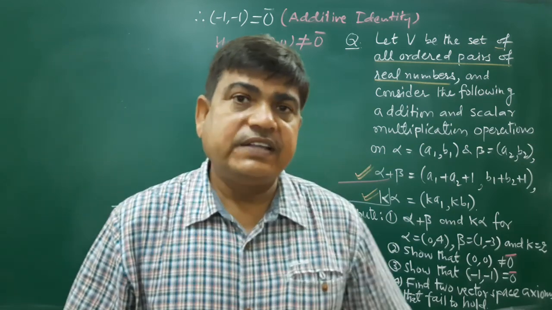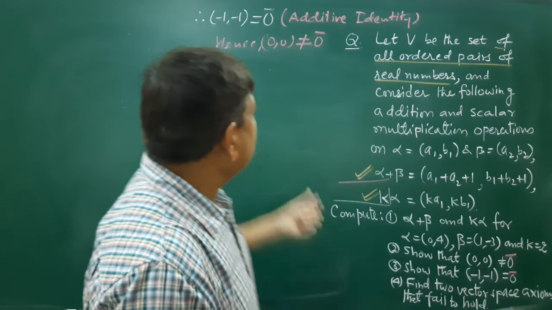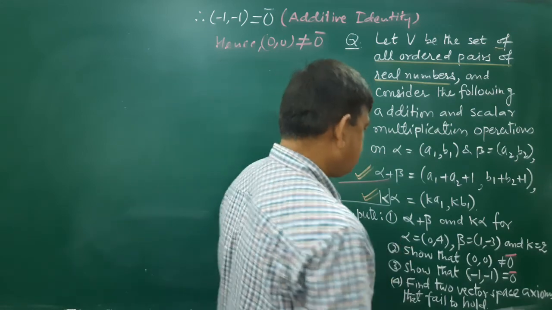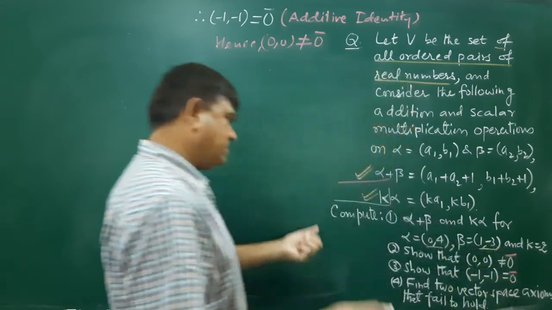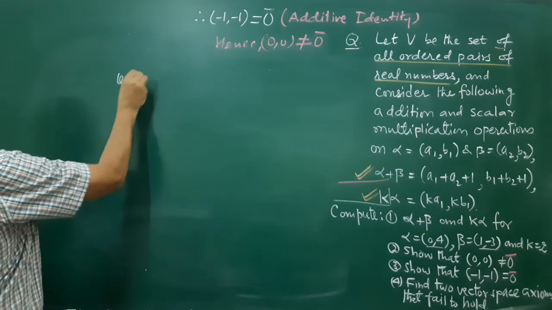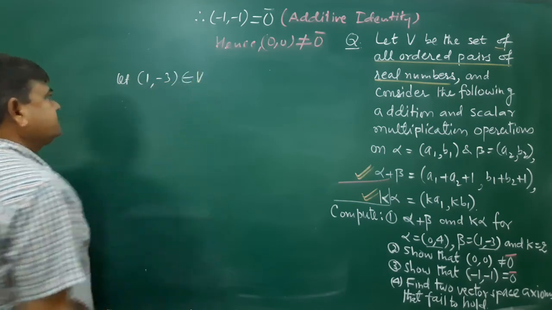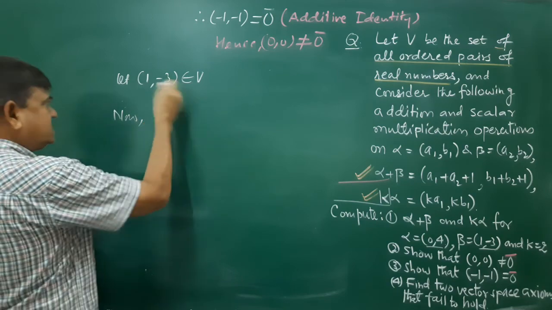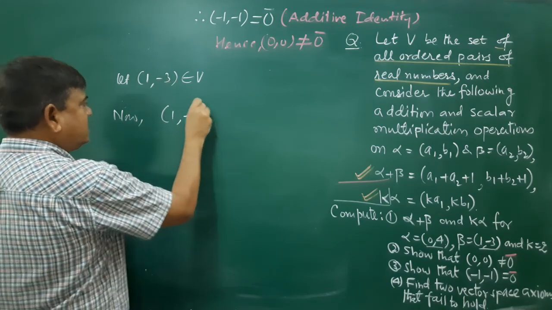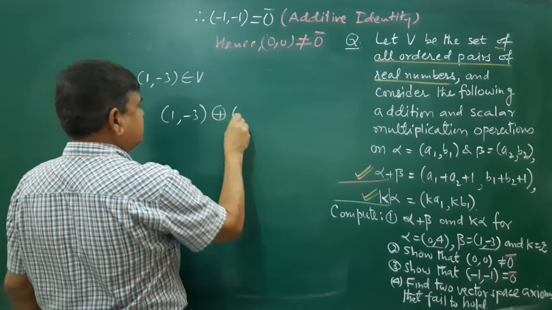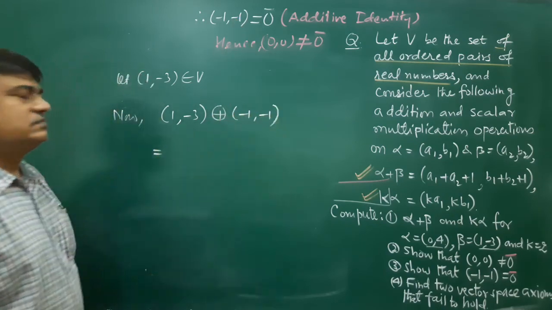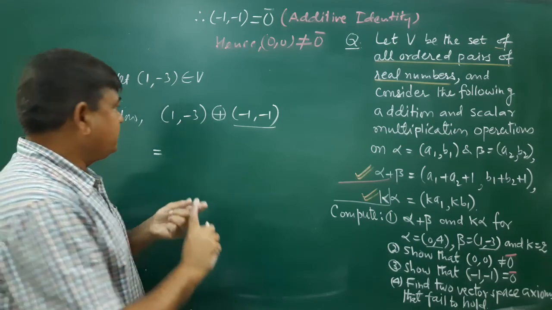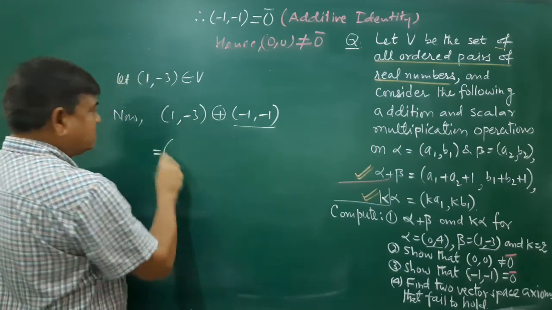Now, if you want to verify whether it is the identity or not, suppose you consider these two members, this one and this one. So, I consider one of them. Now this is composed with 1 comma minus 3, and I say this is the identity, for example. If this is the additive identity, then the answer must be the element itself, meaning the answer must be 1 comma minus 3 again. So, use the definition.